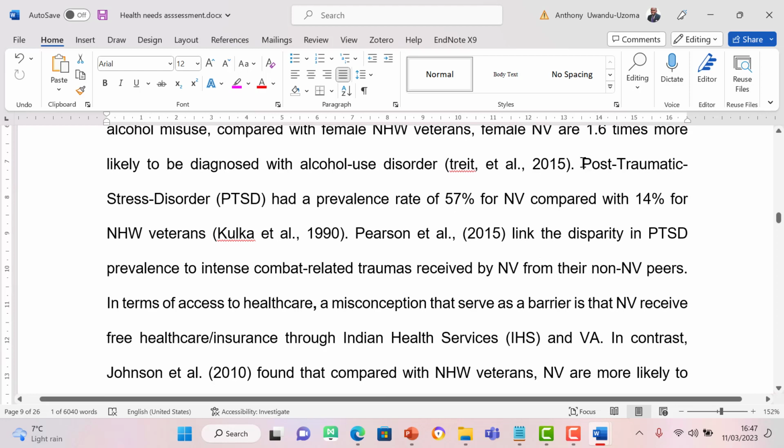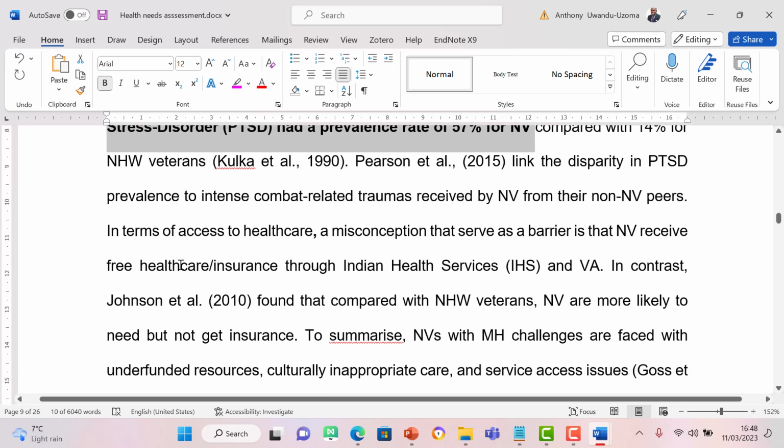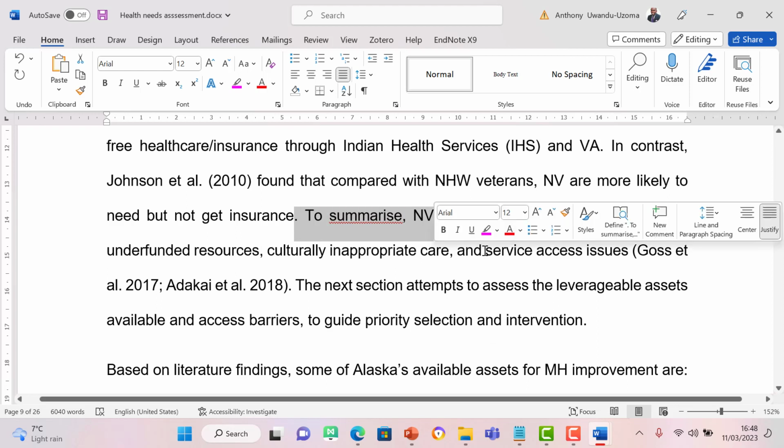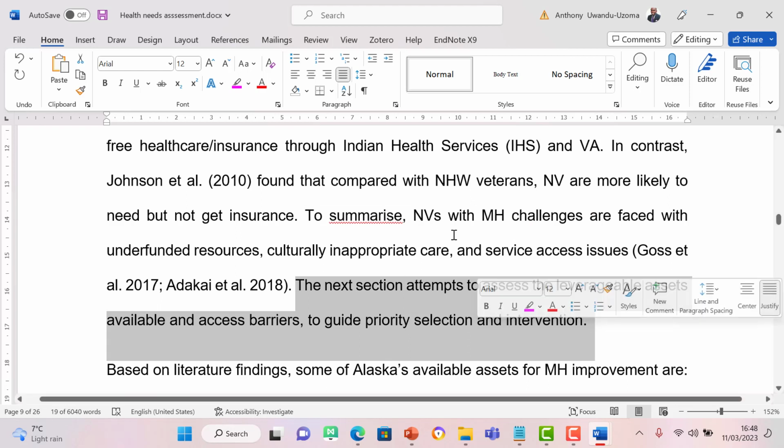You can see something like post-traumatic stress disorder. It was higher among this population, right, compared to the general population, right? So you just bring in authors. And then at the end of the day, to summarize, these non-veterans with mental health issues are faced with what? Underfunded resources, culturally inappropriate care, and service access issues. All right. Now, to link to the next paragraph, the next session attempts to assess the leverageable assets.